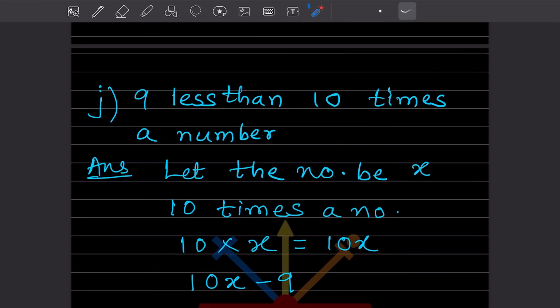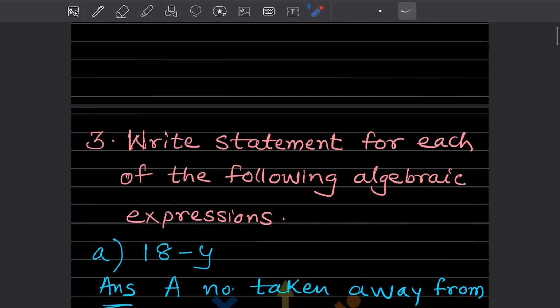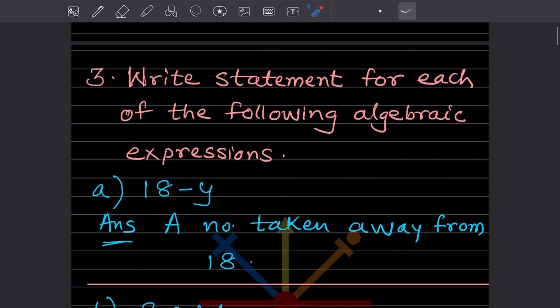Okay, now look here. 9 less than 10 times a number. First, we are not going to say 10 times directly, but let the number be x. 10 times a number is going to be 10 into x, that is 10x. Then 9 less than that is 10x minus 9. Hope you're getting it. So this was the lesson, and we'll go for the next question.